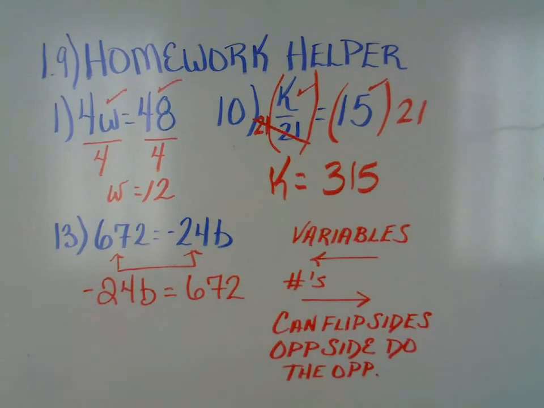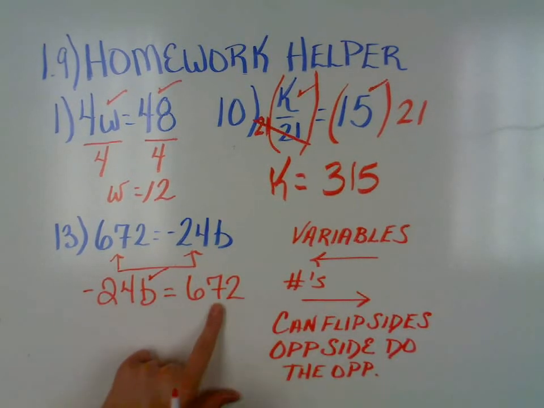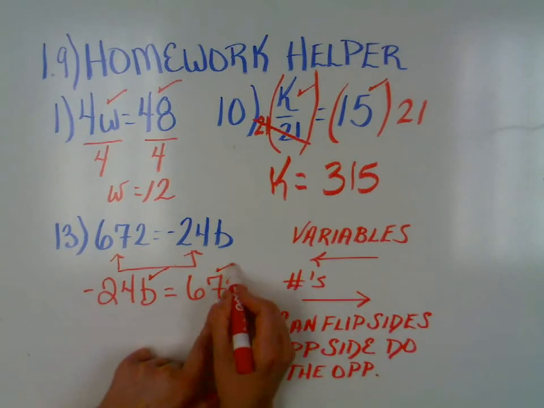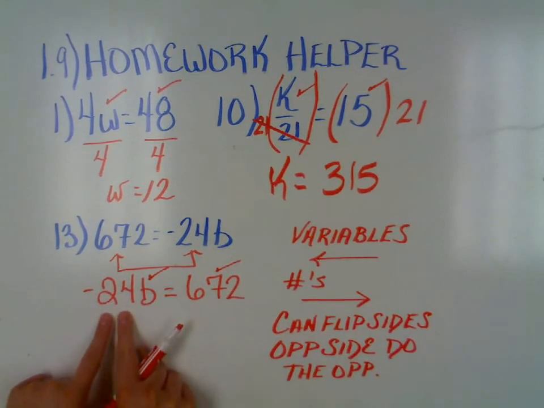And once you do that, then it's just like what we did up here in question 1. We know we want to keep that variable b on the left side of the equal sign, and we know we want to keep this number 672 on the right. What we don't want is this negative 24. So that's what I'm going to have to look at moving here.